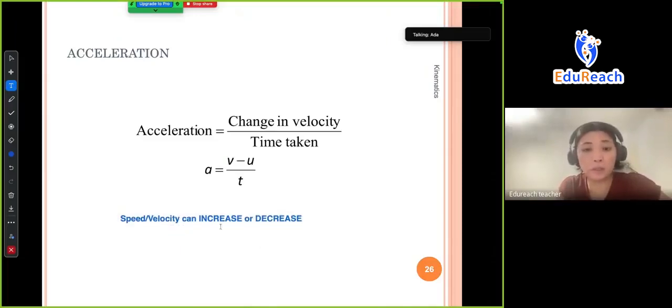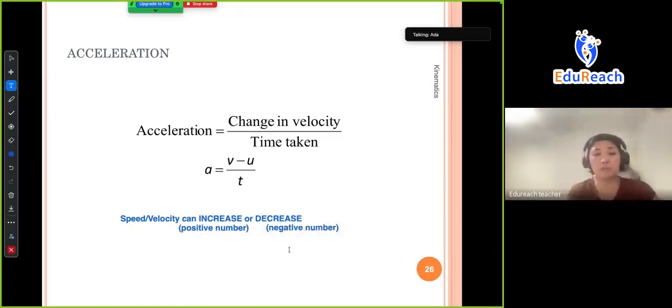If the speed or velocity increases, the acceleration is then going to be a positive number. If the speed or velocity is decreasing, the acceleration value is then going to be a negative number. It tells us that the speed or the velocity is decreasing over time.